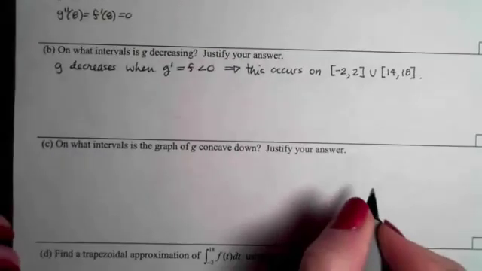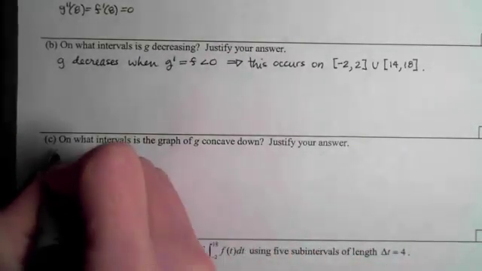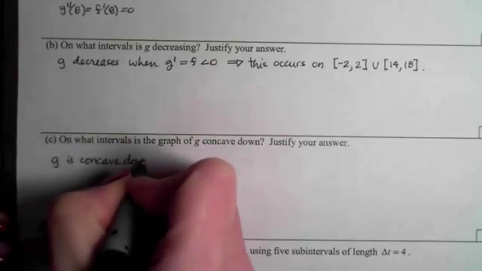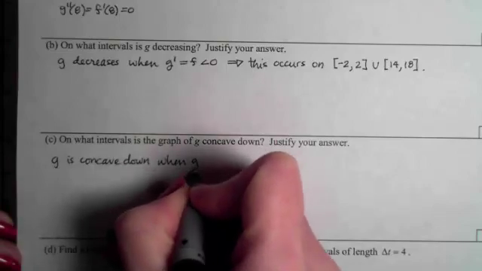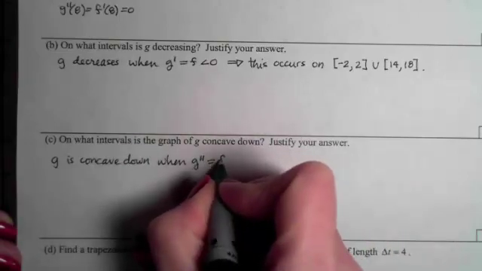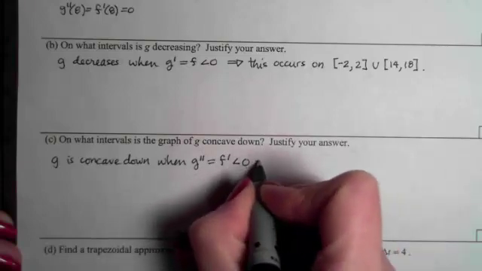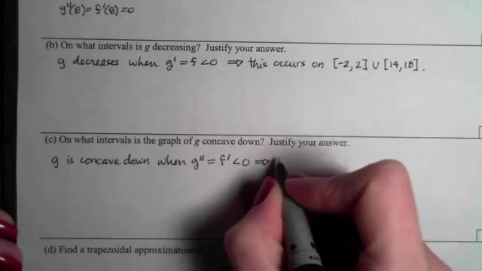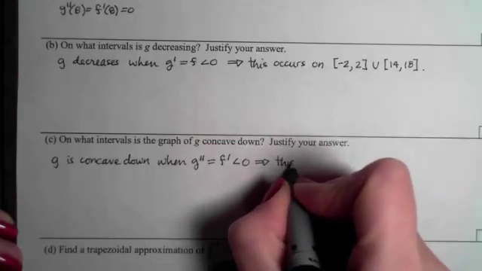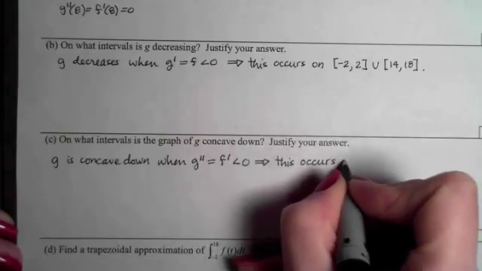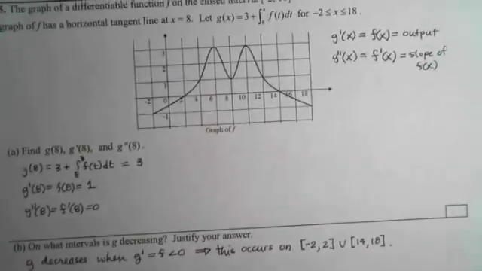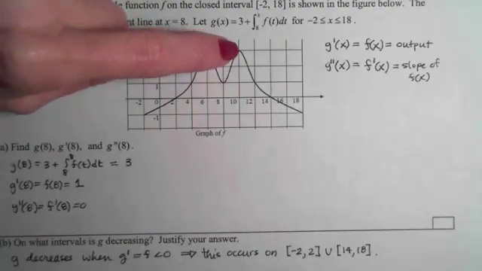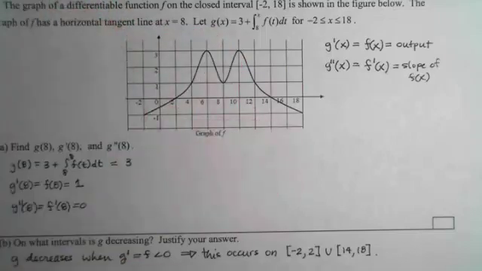Next part, C, says on what intervals is the graph of g concave down. So we write g is concave down when g double prime, which is the same as f prime, is less than 0. So that means we need to be looking for when the slope of the picture up above is negative. So this is going to occur first here from 6 until 8, and then again from, it's like 10 until 18.